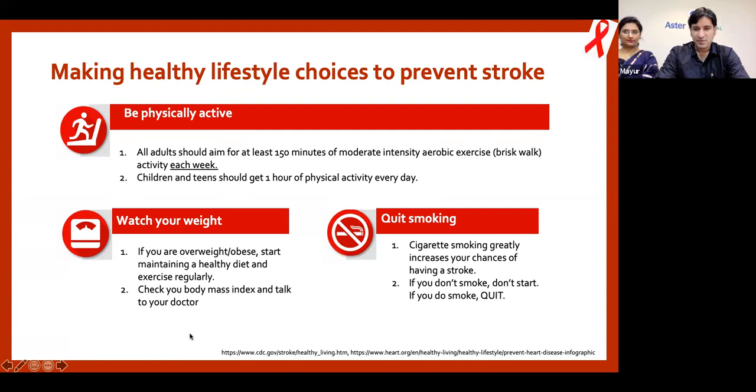And smoking is one of the important risk factors which can be avoided. If a person is smoking, he should be encouraged to quit smoking. And in the same way, whoever is not smoking should be discouraged from taking it up later.